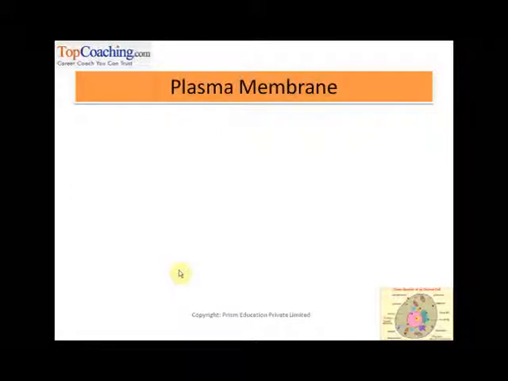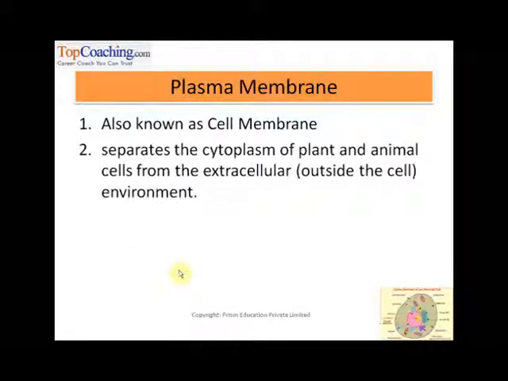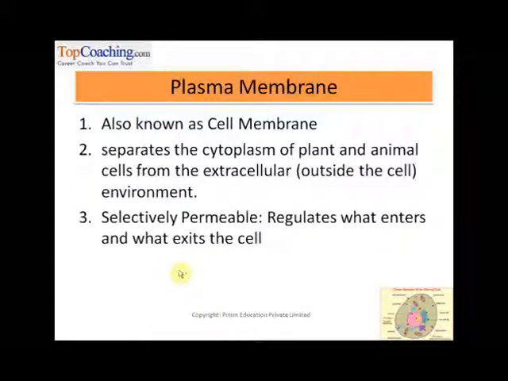Let's study about the plasma membrane. It is also known as the cell membrane. It separates the cytoplasm of the plant and animal cells from the extracellular environment. We will have a look at how it looks. And it is selectively permeable.